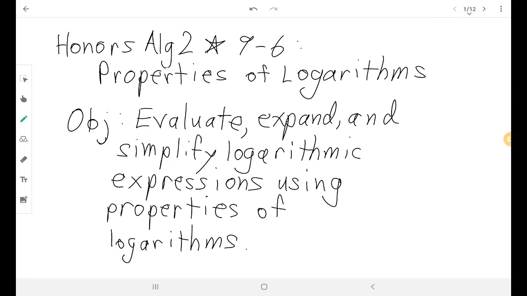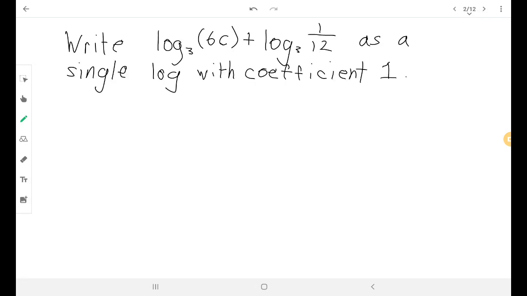Hello, Honors Algebra 2. Today we're going to talk about the Edgenuity section 9.6 called Properties of Logarithms. Our objective for this section is to evaluate, expand, and simplify logarithmic expressions using properties of logarithms. So let's get a look at our first problem.